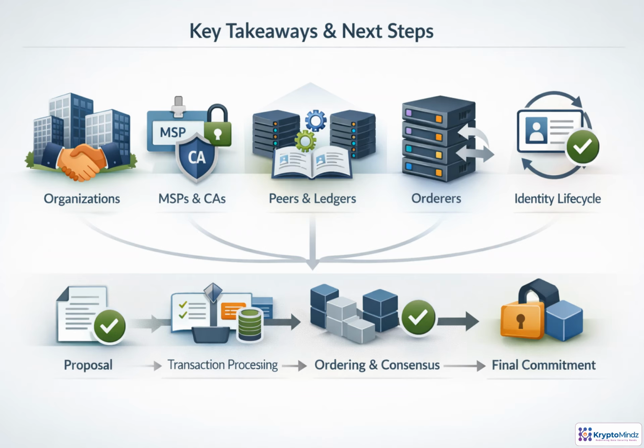You now have the core map of a Fabric network. Organizations define trust. MSPs and CAs manage identity. Peers run chaincode and maintain ledgers. Orderers sequence transactions. Next, we'll connect these pieces in motion by following a transaction from proposal through ordering to final commitment.